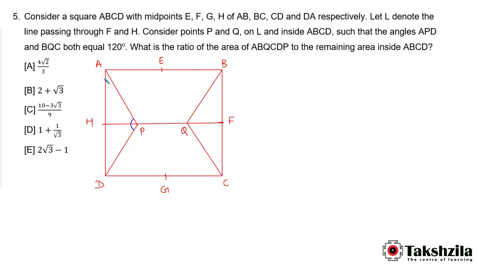So over here this is square, this angle is 90 degree, this angle is also 90 degree. By using symmetry, this 120 degree becomes 60 and 60 over here. This angle is 120 degree. Over here also this angle 120 becomes 60 plus 60 over here. We need to find the ratio of area of ABQCDP to the remaining area inside ABCD. So let's have a look at it. Over here we need to find the ratio of the areas.